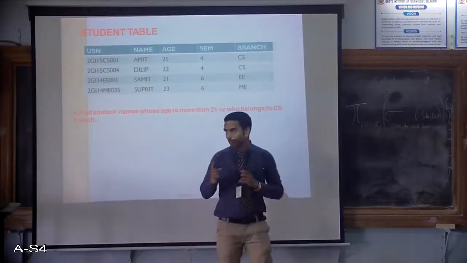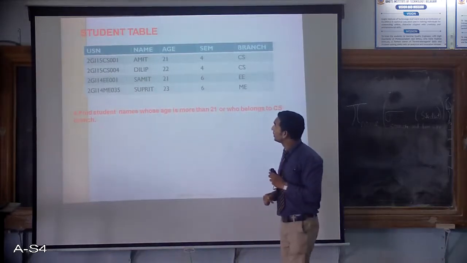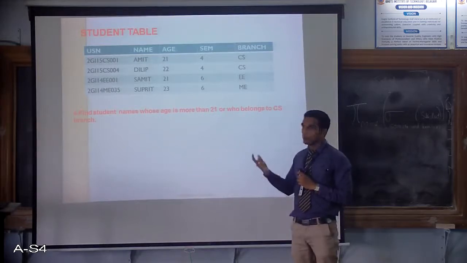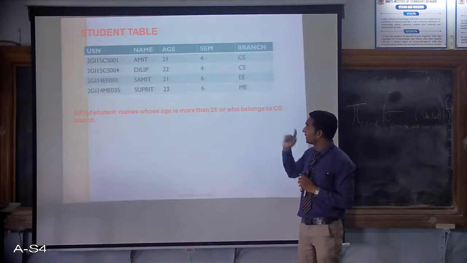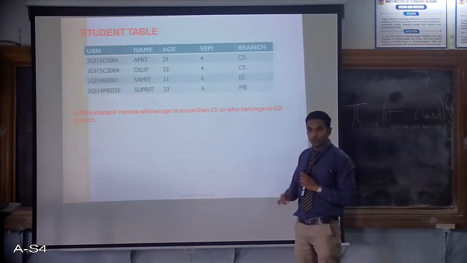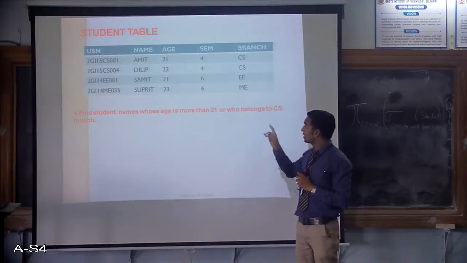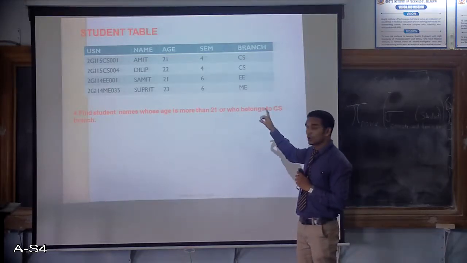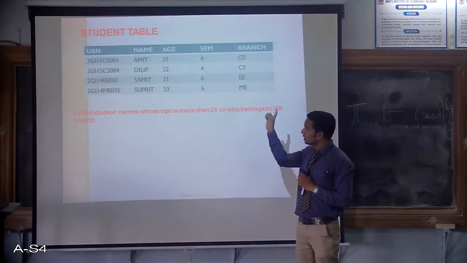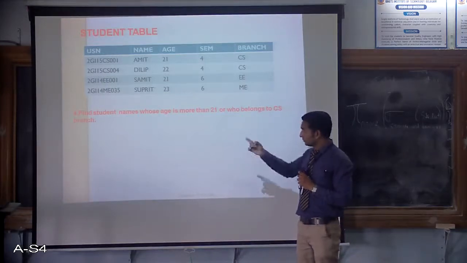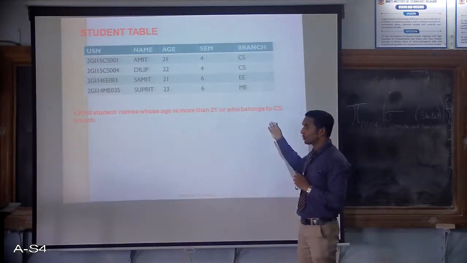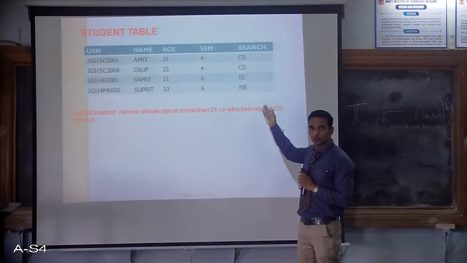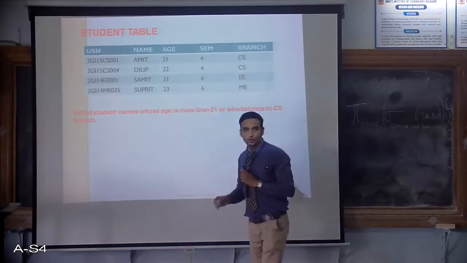Amit. Go to the second row, Dilip. Is age more than 21? Yes, obviously it's 22. And he belongs to CS also. So true and true. So that also will be true. So Amit and Dilip are selected. Next, Samit. Age is 21, false, and he does not belong to CS. So false and false, both are false. So Samit is not in the selection list. Supreet, age more than 21, true, or belongs to CS. He does not belong to CS, but age is more than 21, true.